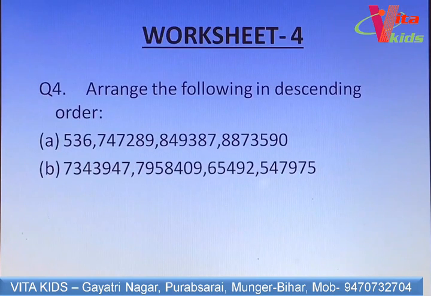Question number 4. Arrange the following in descending order. So descending is big to small. Now this brings us to the end of the worksheet.